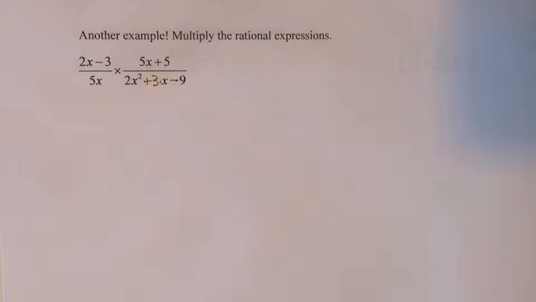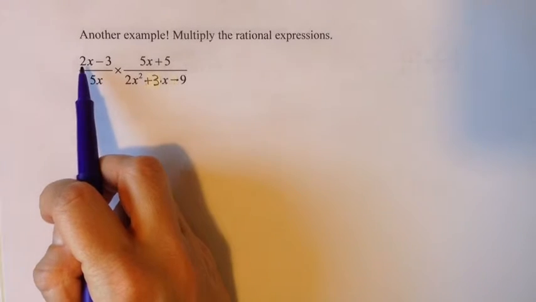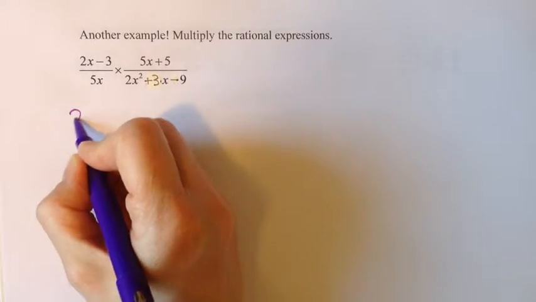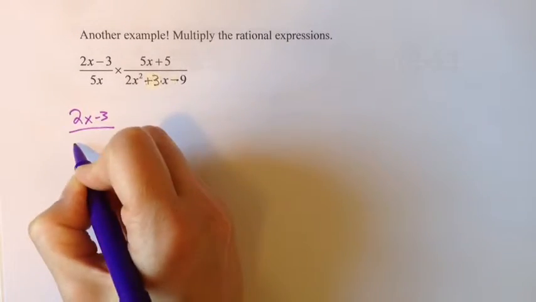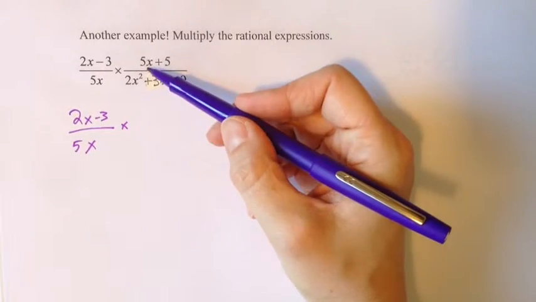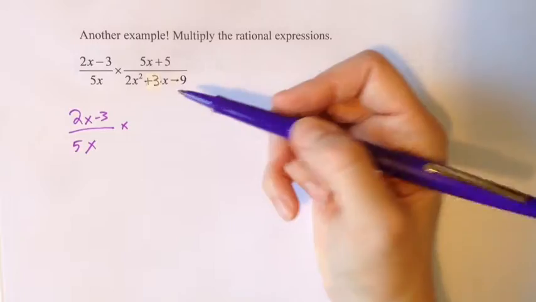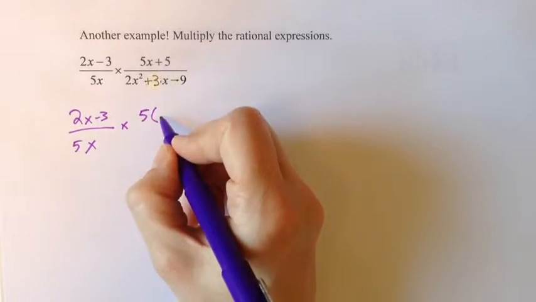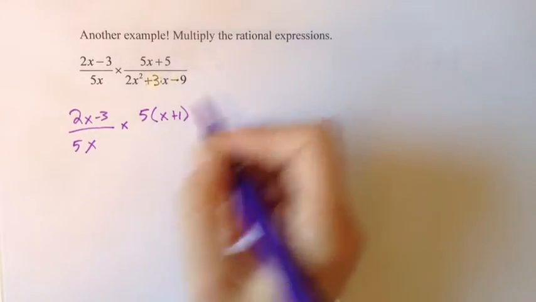And now I've got one more example where it looks like we're going to have to do the factoring. My first expression is 2x minus 3 over 5x. There's nothing to factor there, so I'm just going to write it down again. It's 2x minus 3 over 5x. Then between 5x plus 5, it looks like they both have a 5, so I can factor out that greatest common factor, leaving me with 5 times x plus 1.